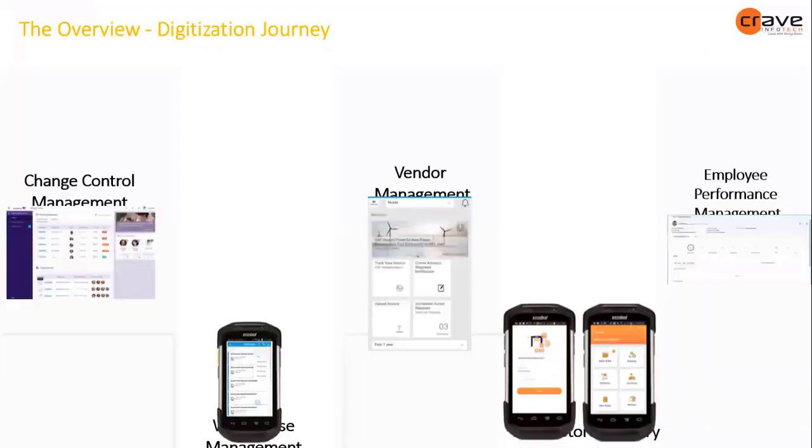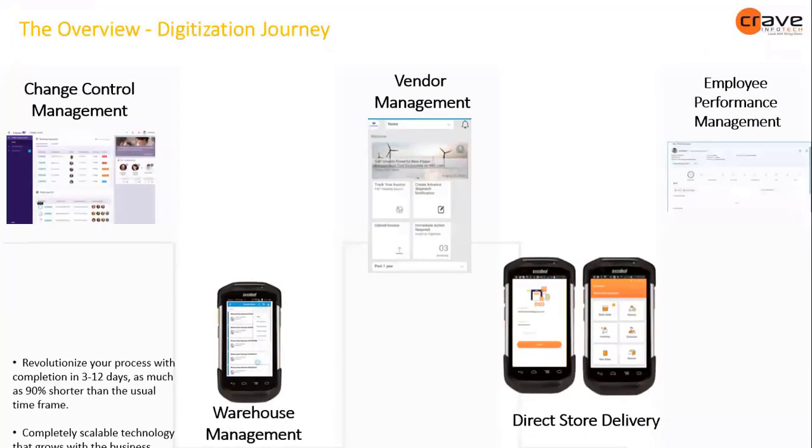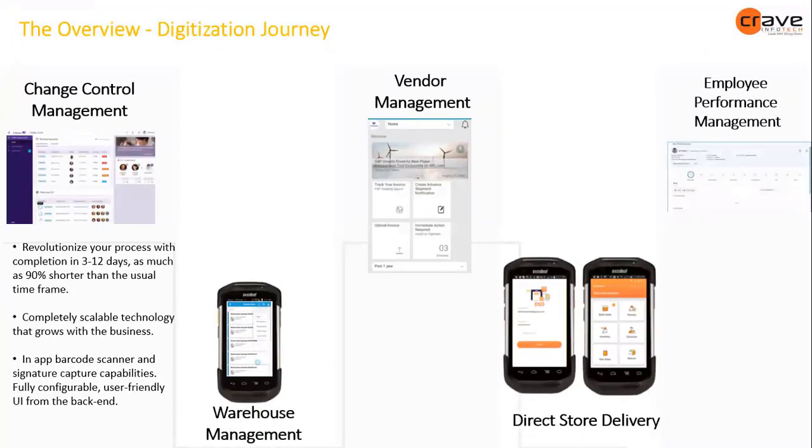So we talked about EAM, and then, in addition to that, there are several other applications like change control management. This is very important for companies who are into the regulated industry like life sciences, pharma, chemical, where you need to track your changes very closely and monitor them. So we have application for change control.